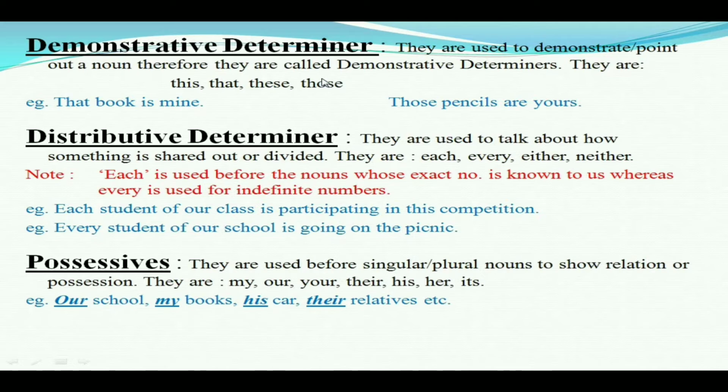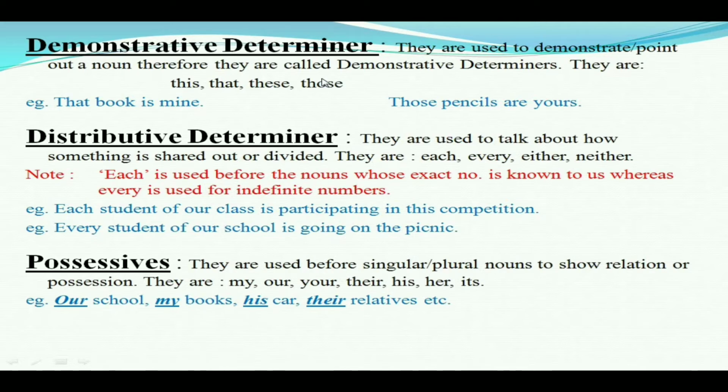For example, each student of our class is participating in this competition. We can tell how many students there are exactly in our class. So we use each. But we do not know how many students there are exactly in our school. So in that case, we use every. Therefore, in the second example, I have used every. Every student of our school is going on the picnic.